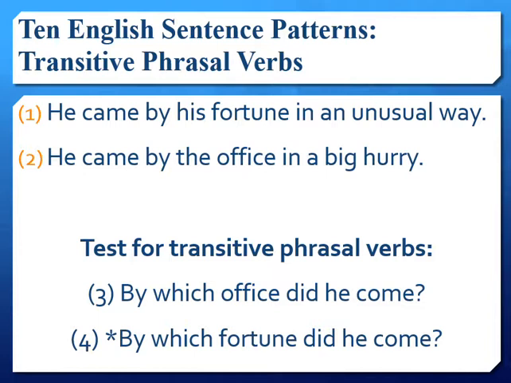However, in sentence 4, the noun phrase his fortune is the object of the verb came by, which means acquired, so the test fails, denoted by the asterisk before the sentence, because his fortune is not the object of the preposition by, but the transitive phrasal verb came by. Hence, we cannot separate the particle by from the verb came, lest the sentence will not make sense.